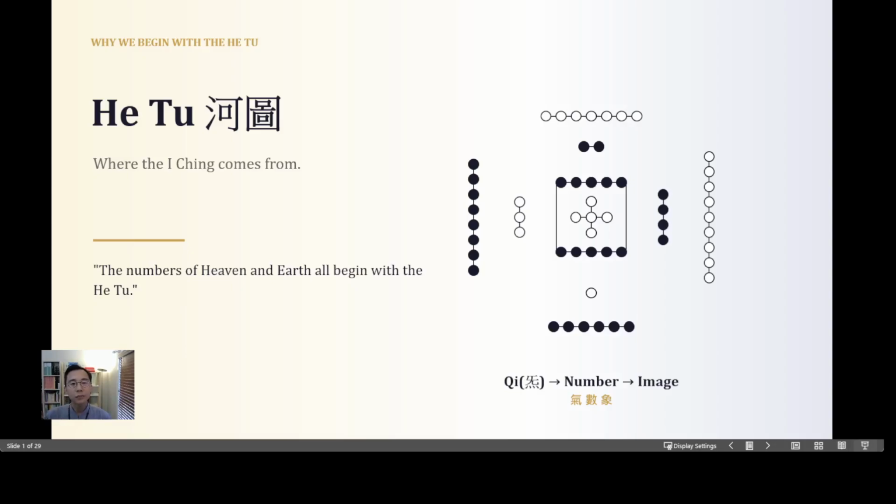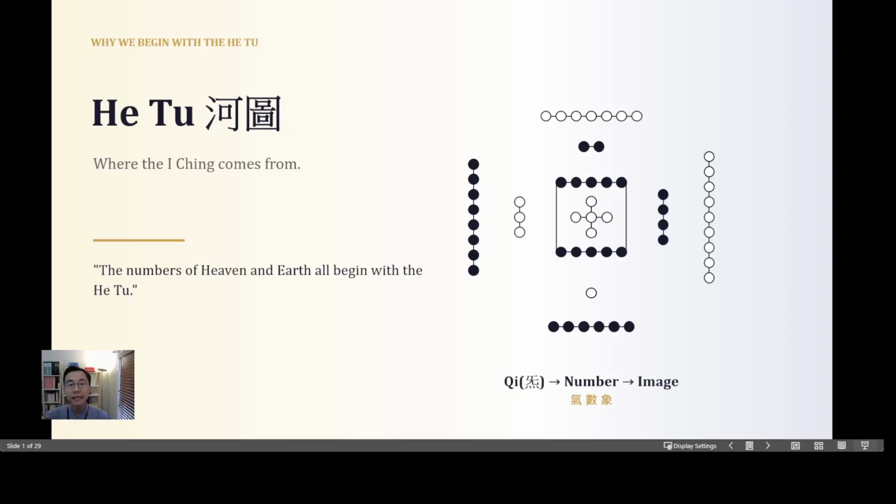河图 is the starting point of I Ching. We know I Ching includes trigrams, 八卦. 八卦 is even earlier than words. 伏羲 observed 河图 and 洛书, so he drew the trigrams. 河图 and 洛书 is the foundation of I Ching. We focus on 河图 first because 河图 represents what's already there between heaven and the earth. It's everything, since we talk about qi, shu, xiang: qi, number, and image.